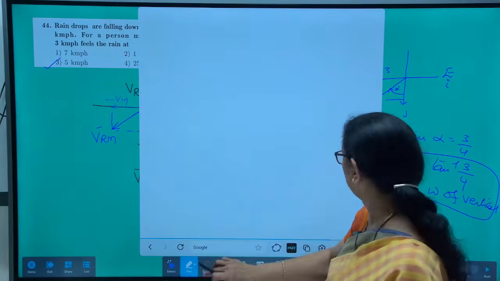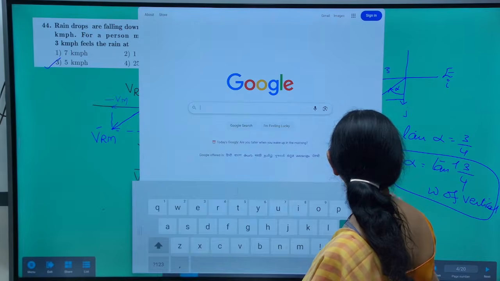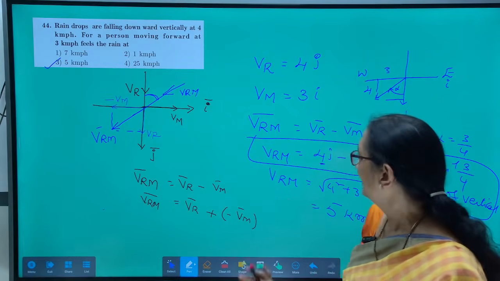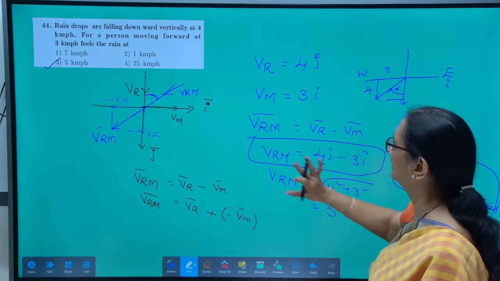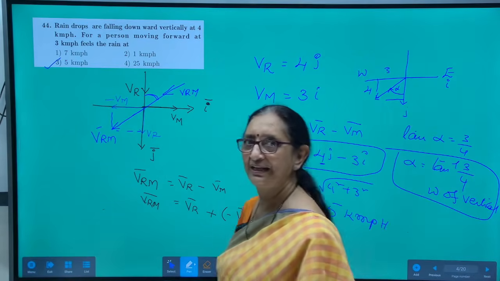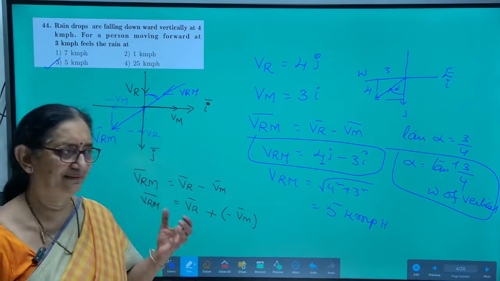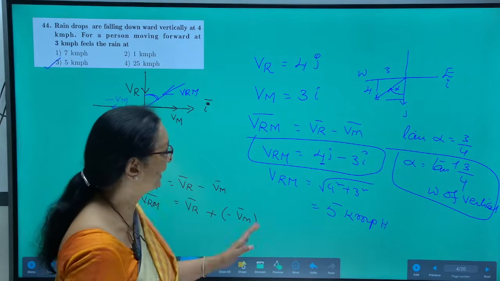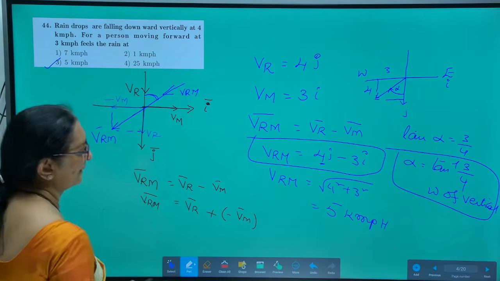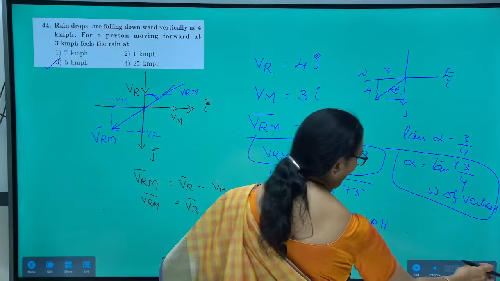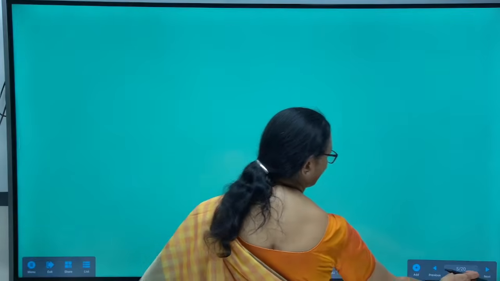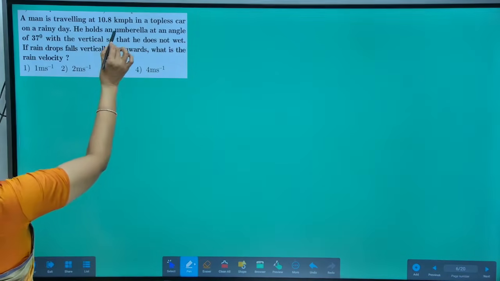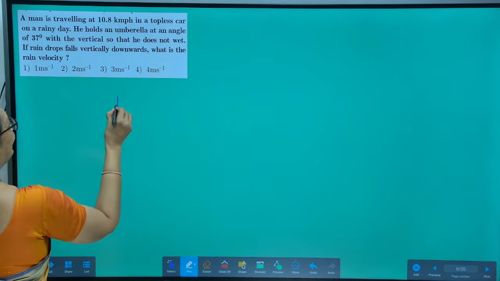So, if you are asked to find the magnitude, it is very simple. If you are asked to find the direction, we just follow this notation, because that is just for convenience that we have taken, nothing wrong in it. Okay? So, that is the basic model of the rain umbrella problem. Go to the next problem. Look here. A man is travelling at 10.8 kmph.